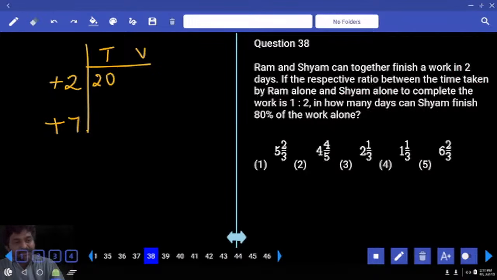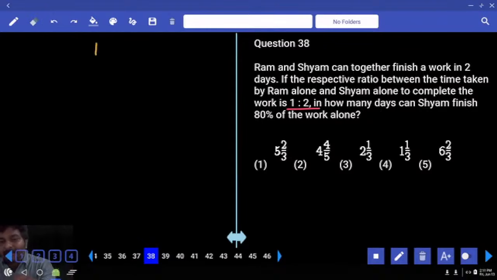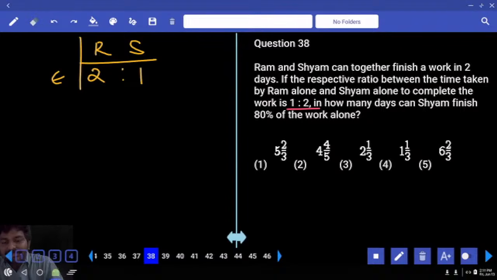Ram and Shyam can together finish a work in 2 days if the respective ratio between the time taken by Ram and Shyam alone to complete the work is 1:2. So the ratio is given for Ram and then Shyam. What ratio is that? Time ratio. Then efficiency and time are inversely proportional, so 2:1. Both together, if they are working together, how many units of work do they do? 3 units. Per day 3 units. So in 2 days they do 6 units of work. This is the total work. Is it clear so far?